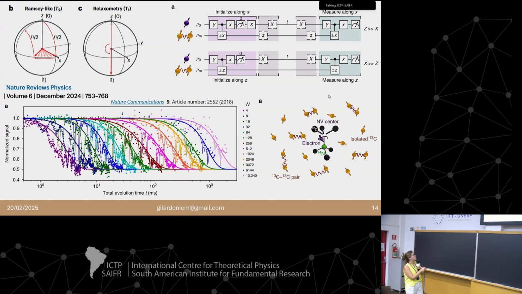What you have here is a normalized signal that is detected optically and has to do with whether the system is in spin up or spin down, right? After a sequence of operations like this, versus the total evolution time of the system, right? And very clearly, this likelihood decays because the system has an intrinsic spin coherence time to it, right? So that likelihood decays.